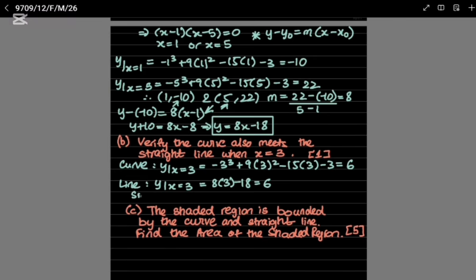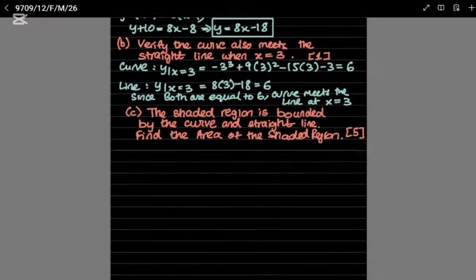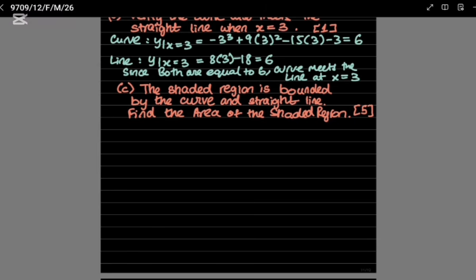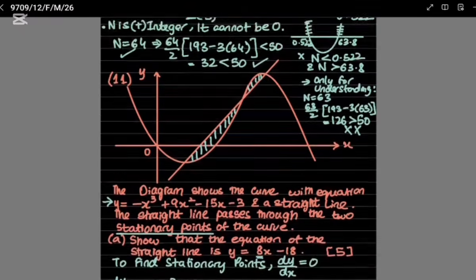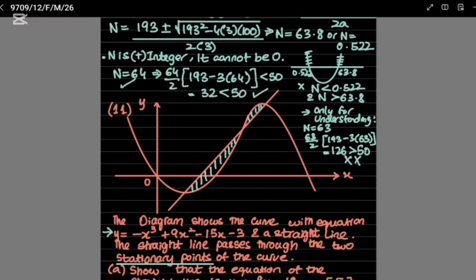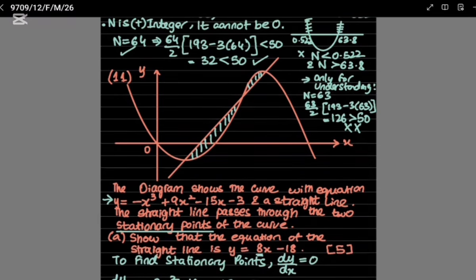Okay, so since both are equal to 6, the curve meets the line at x is equal to 3. Part C. The shaded region is bounded by the curve and straight line. Find the area of the shaded region. Let's go back to the graph. So over here I have already shaded the region so that we can know which area they want. So let's name this as area 1 and let's name this as area 2.